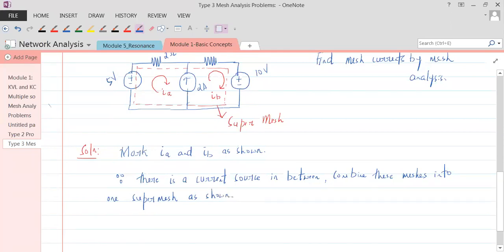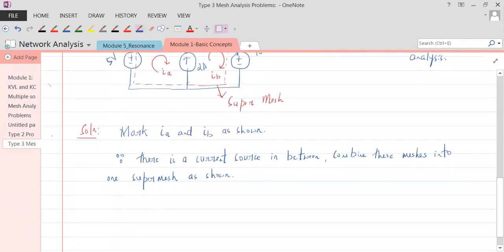Everybody is okay with this? You have to mark IA and IB. Then, since there is a current source between meshes 1 and 2, you have to combine the meshes into one super mesh as shown in the figure. Fine. Now we have to apply KVL to the super mesh. Everybody take this: KVL to super mesh. How does it look?